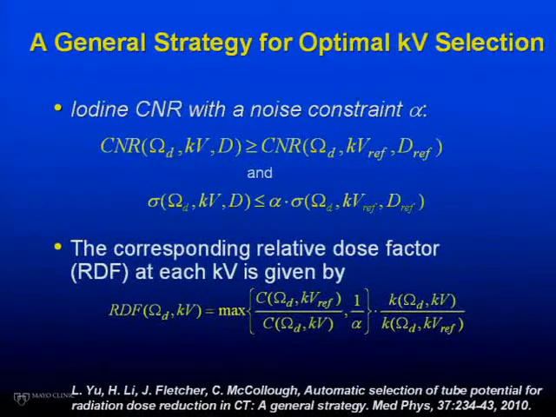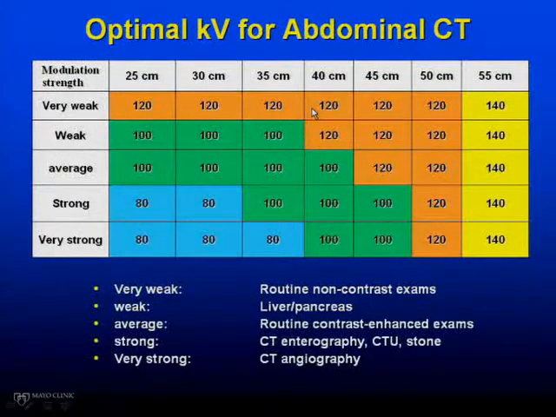And a general strategy was proposed for selecting the optimal kV, which uses a novel quality index, iron-dye contrast to noise ratio with a noise constraint. And this noise constraint can be associated with different diagnostic tasks. And by matching this quality index, the relative dose at each kV can be calculated, and then the most dose-efficient kV can be selected. And here shows one example of optimal kV for abdominal CT.